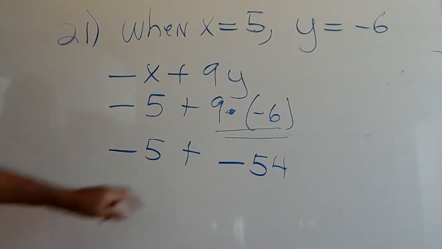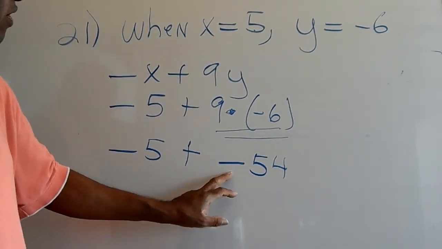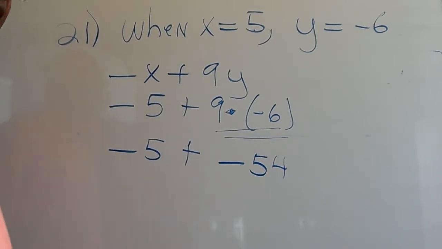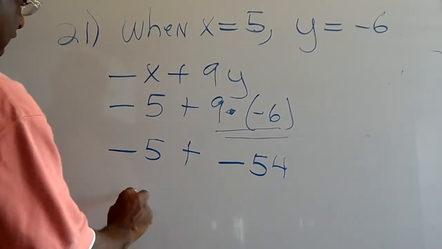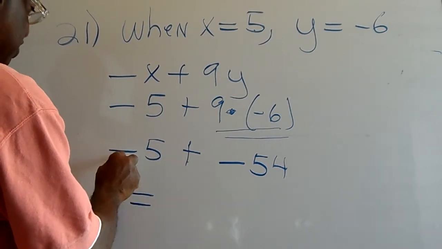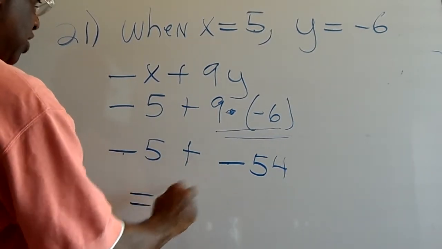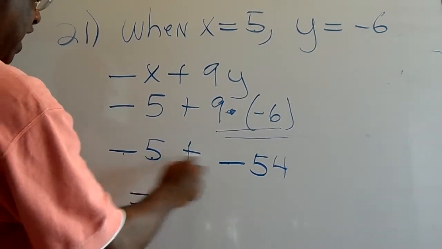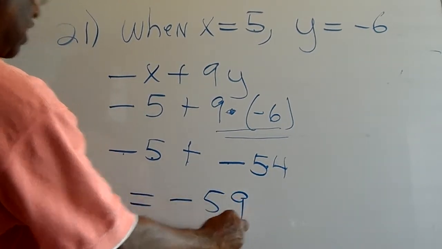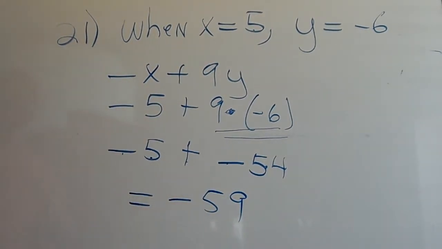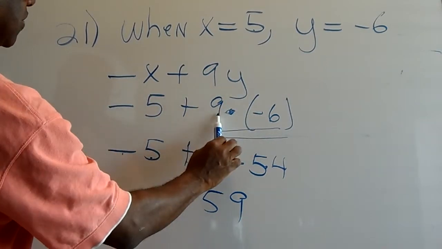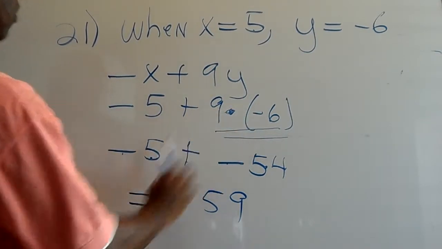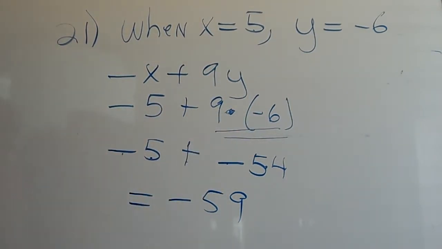Now what are we doing here? It looks like I'm adding. Same signs, so we keep the sign and add. Remember we talked about that. When you add the same signs, you keep that same sign and add the numbers and get negative 59. Remember, whenever you see this, 9y means 9 times y. So, very, very important to this problem.